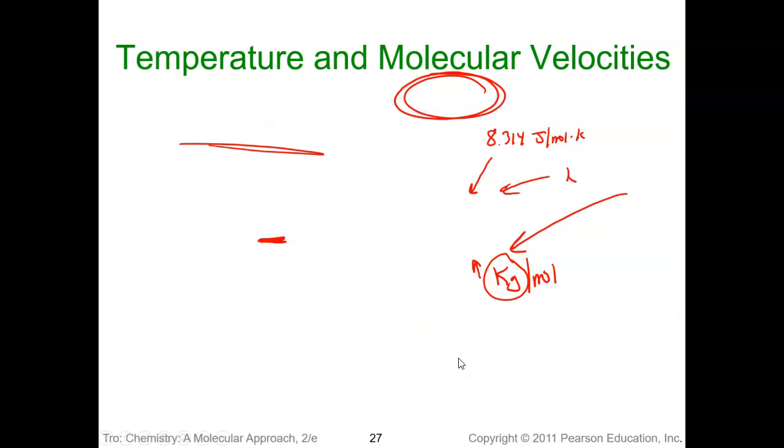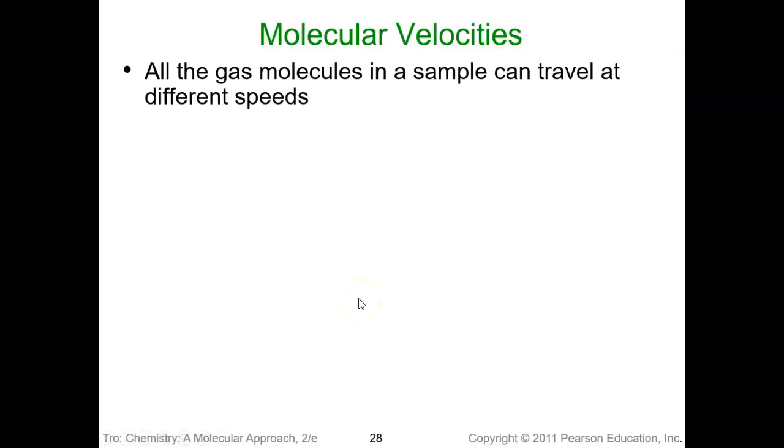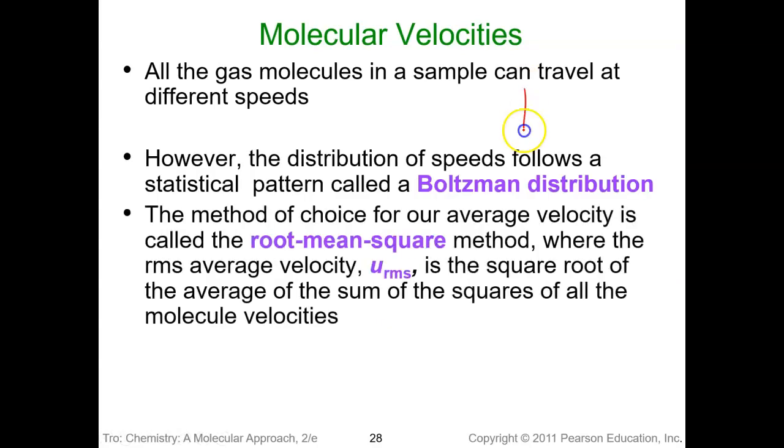So this is called a Boltzmann distribution, what we just saw with the gases. We're trying to figure out what's the average velocity, like how fast does a gas move at a specific temperature. That graph we just saw was a Boltzmann distribution. And this method is called the root mean square method, right? And so we're going to look at a couple of them.